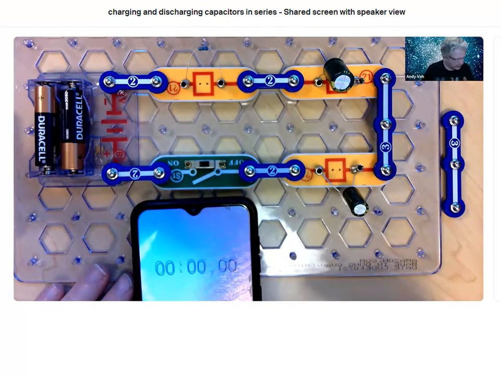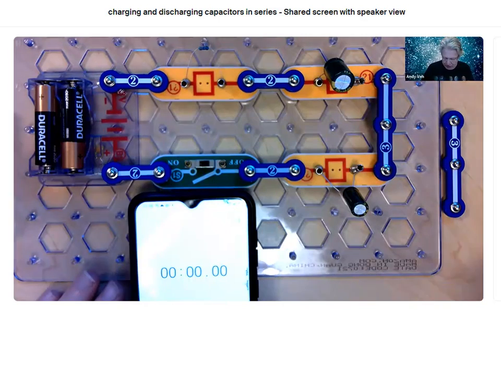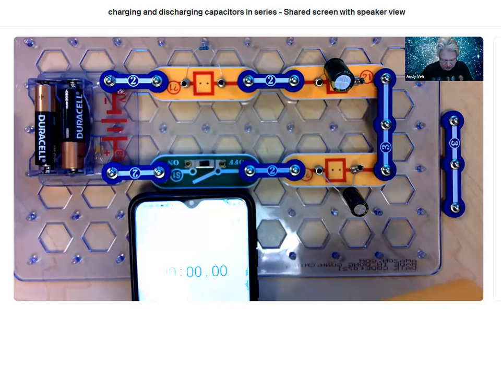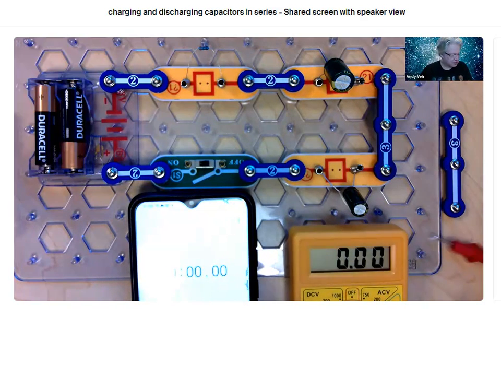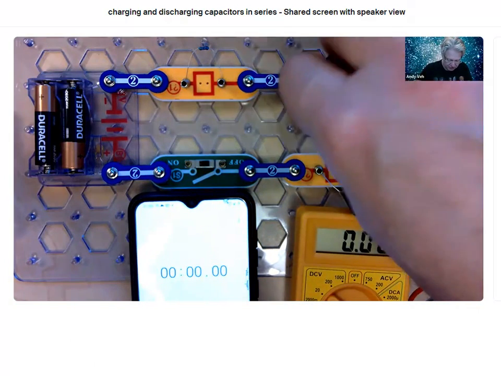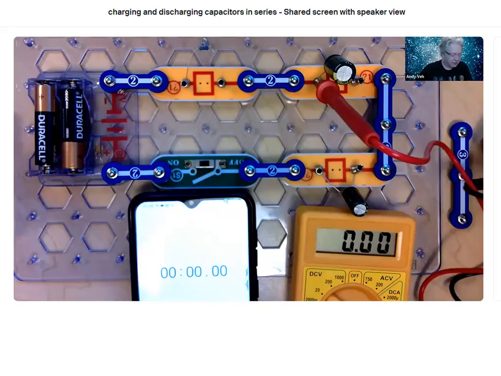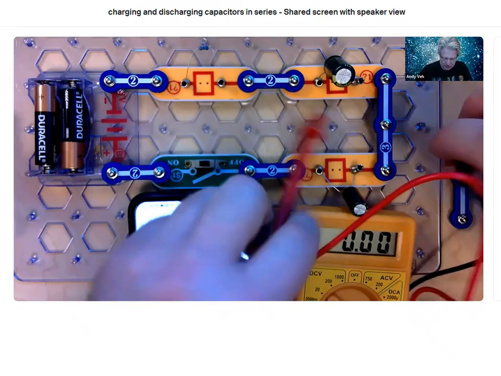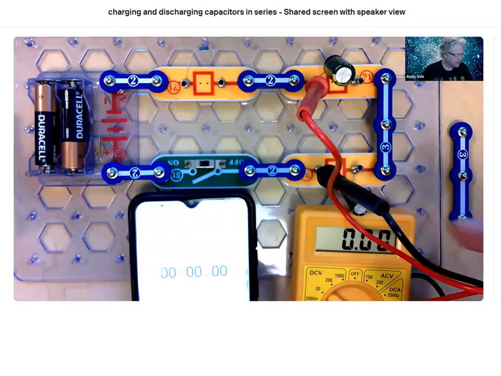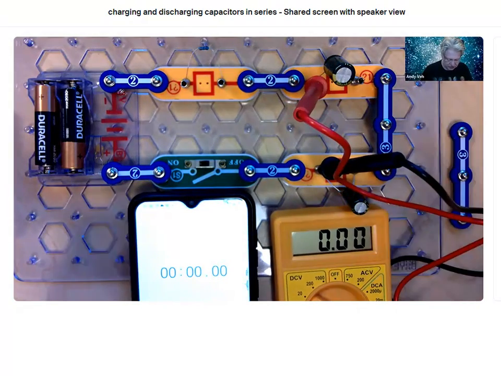So let's see, here's my timer, and we, that is you, are going to take data every 10 seconds. Don't take it at 0, by the way. This one here is the voltage across each of these, or both of these capacitors. Put in one lead and put in the other one. And you should be able to read that. So don't take the 0 measurement here.